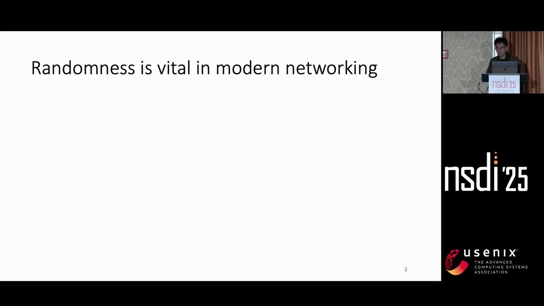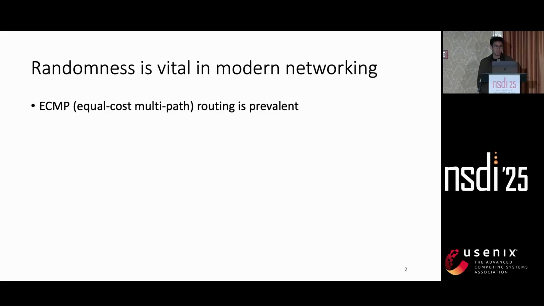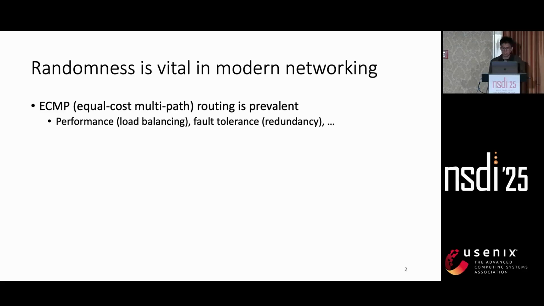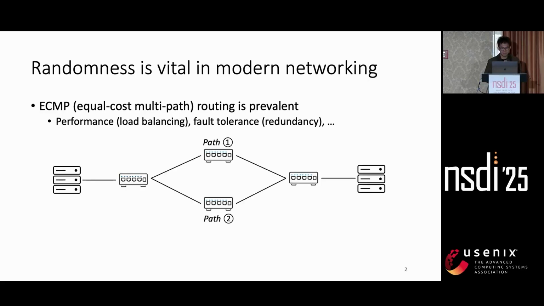Firstly, let's talk about randomness. It's vital in today's networks, as it exists in many network functions. A key example is equal cost multipath routing, or ECMP routing. ECMP enables many benefits such as performance: it allows load balancing and fault tolerance, which it realizes through extra redundancy. Let's show an illustration of a simple topology.